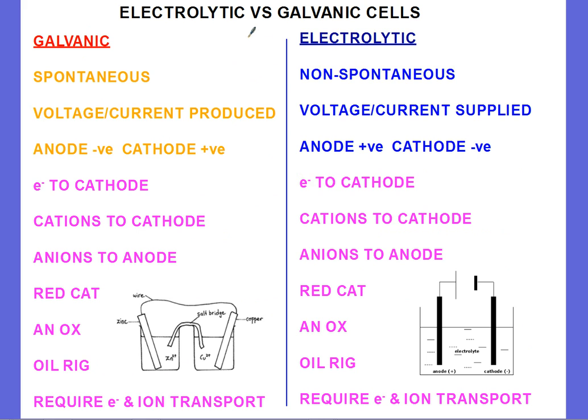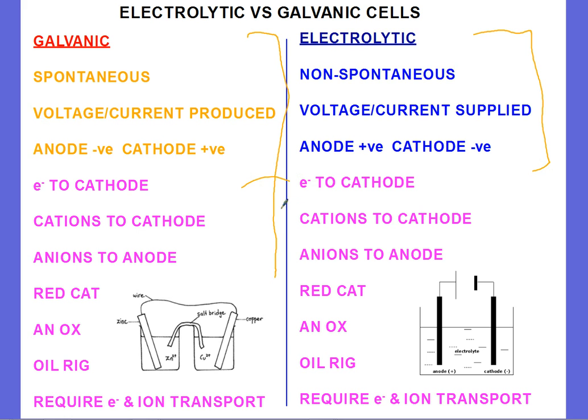We studied galvanic cells in 9.2.4 and we know they're spontaneous reactions where a voltage or current is produced, the anode is negative, the cathode is positive. But electrolytic cells are different, they're non-spontaneous reactions and you cause them to happen by applying a voltage or applying a current, and in that case the anode is actually the positive electrode and the cathode is the negative. But everything else stays the same.